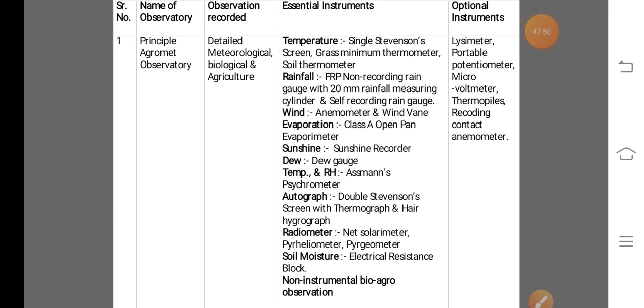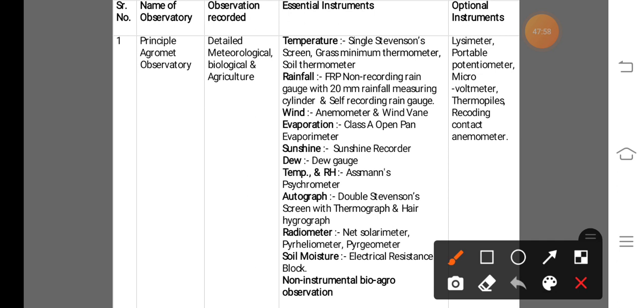During the study of the type and classification of agrometeorological observatory, we study the name of the observatory, which observations should be recorded in the observatory, the observation recording of different weather parameters, and which instruments are essential or which instruments are optimal, that means optional, in different types of agromet observatory.